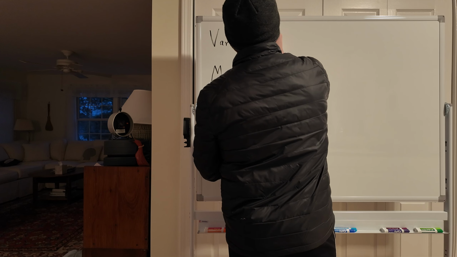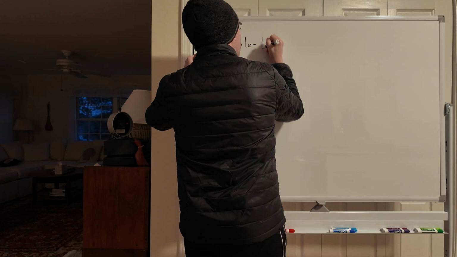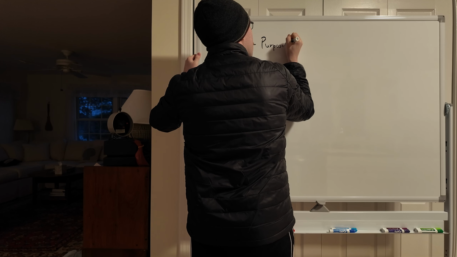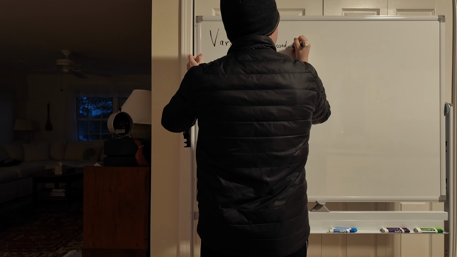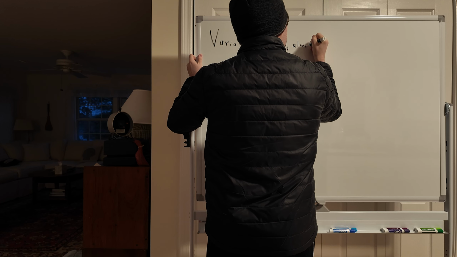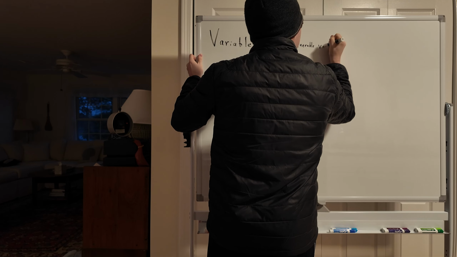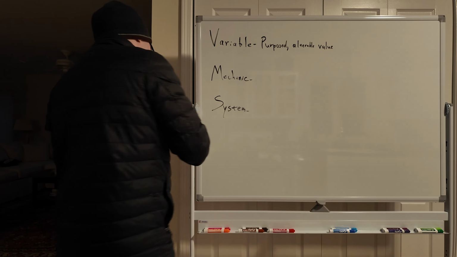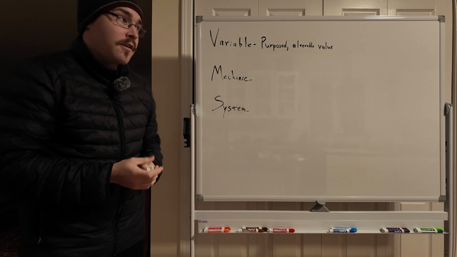A variable is a purposed, alterable value. My God, this thing's rickety. So what could that mean? There are a bunch of different things that could be a variable.